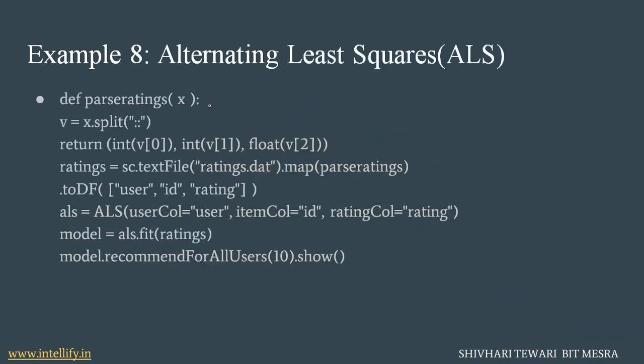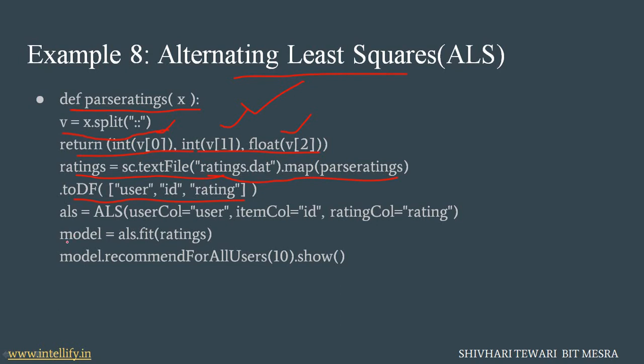Then after that, alternating least squares, where it will show the least square values for the given table. It is where we will define the parser ratings: v equals x dot split, return int v0, int v1, and float v2, where integer and float are the types of the given values. Ratings equals sc, that means Spark context text file ratings.dat, and then parser ratings, that means how to parse the given graph. So for the parsing of the graph, we will use this alternating least square method.